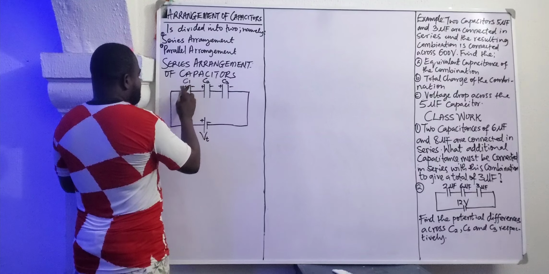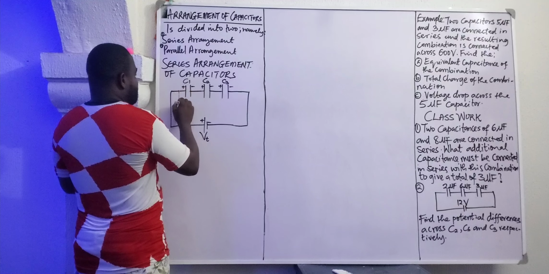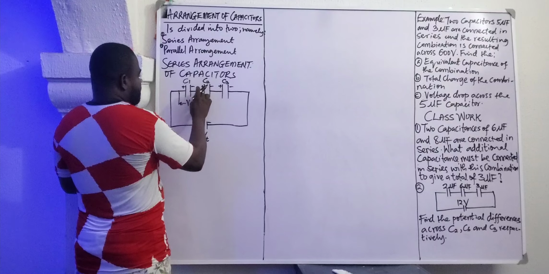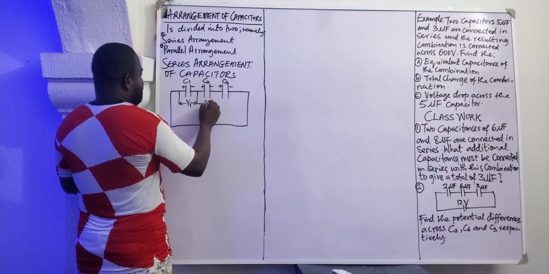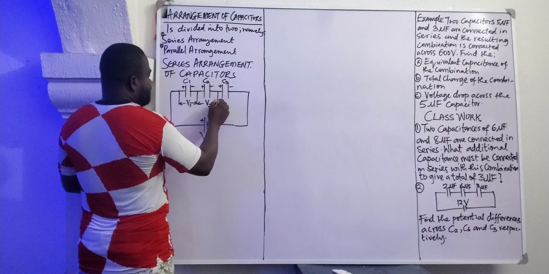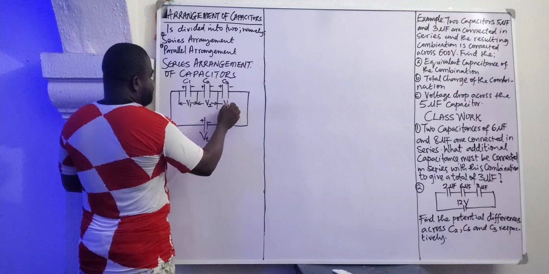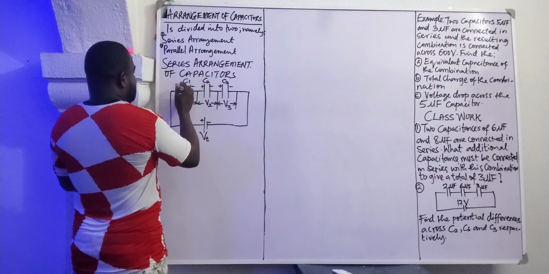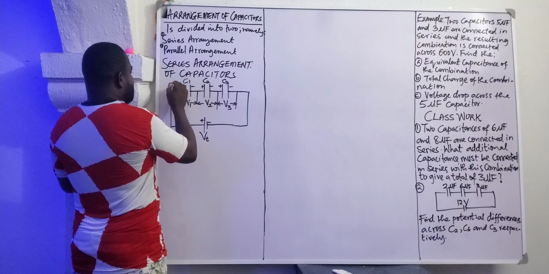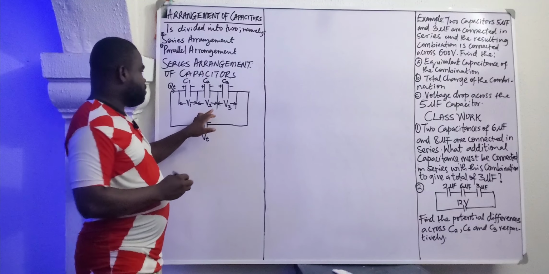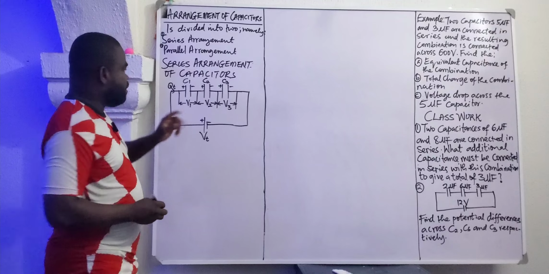Now, when the charge reaches this capacitor, there will be a voltage drop across this capacitor. We'll call it V1. When the charge reaches the second capacitor, we have a voltage drop there, V2. And then for the third capacitor, we have a voltage drop across it, which is V3. Now, the charge that will be stored in each of these capacitors, let's call it QT. That's a Q total.